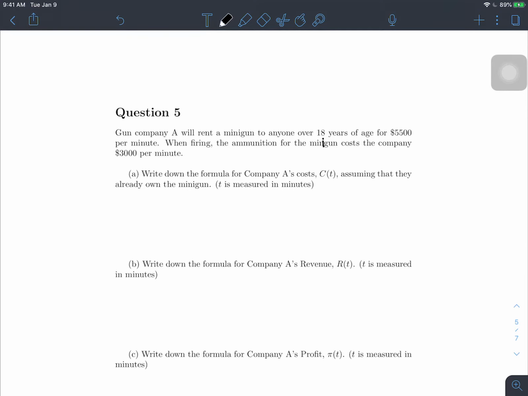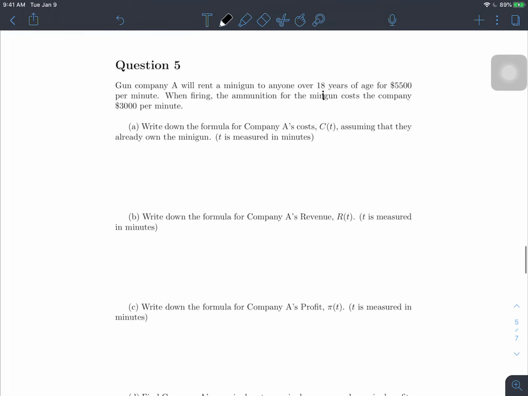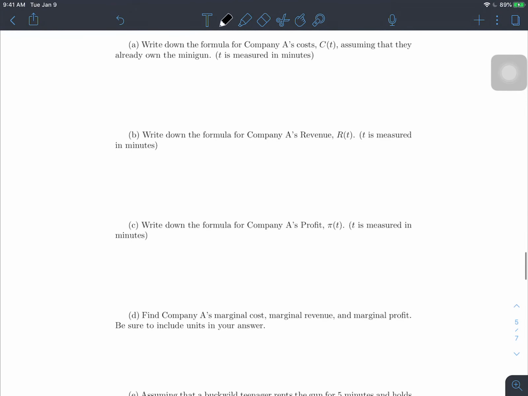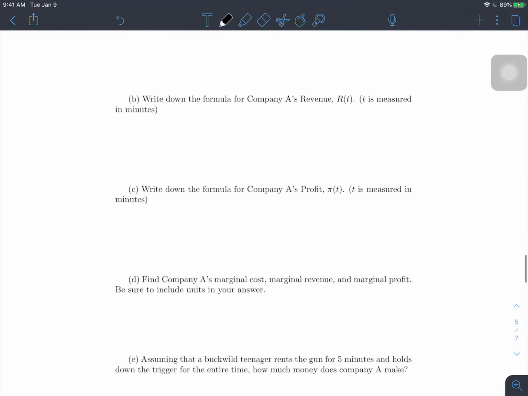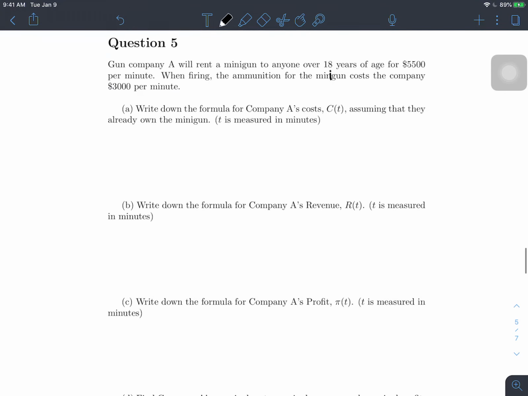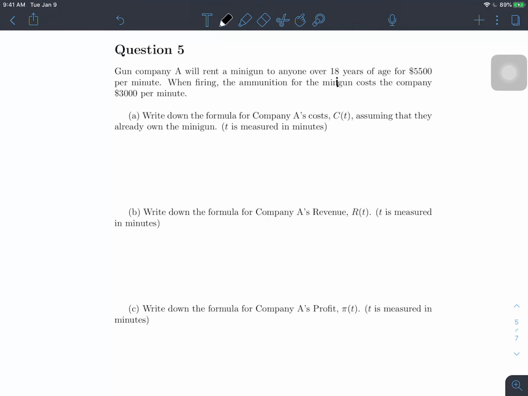Okay, so we're supposed to write down the formula for the costs, write down the formula for revenue, write down the formula for the profit, and so on and so forth. So let's start with the costs. Well, this is pretty simple. We can just read it from the problem. When firing, the ammunition for the minigun costs the company $3,000 per minute.